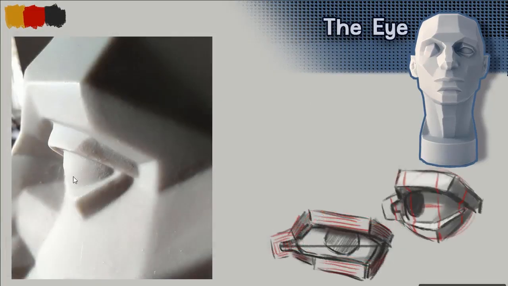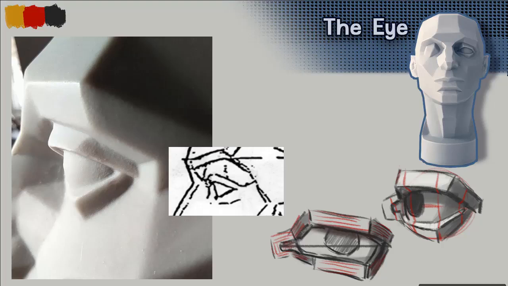Let's now look at the profile view of the eye. I'll bring in this Andrew Loomis diagram as well. And one of the first things that's very important to note is that there is this angle, this kind of stepping back angle to the eye when seen in profile. It's not straight up and down. This is another very common error in profile view drawings and paintings of the face.